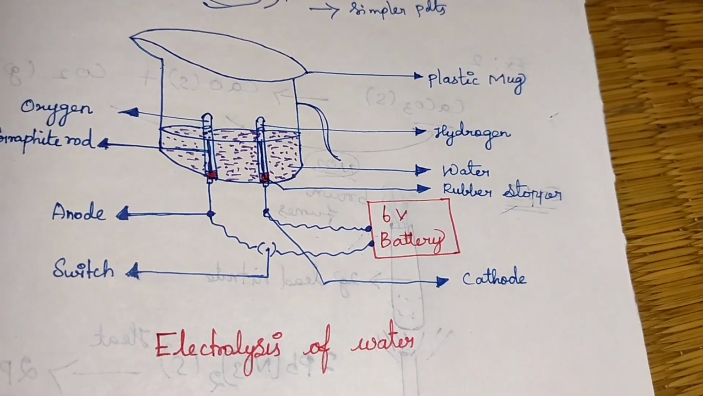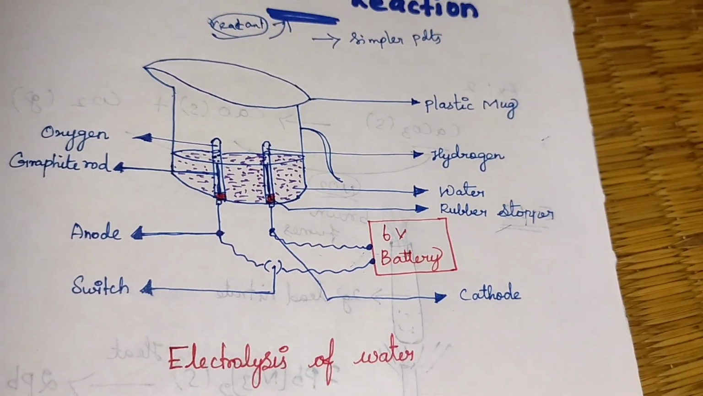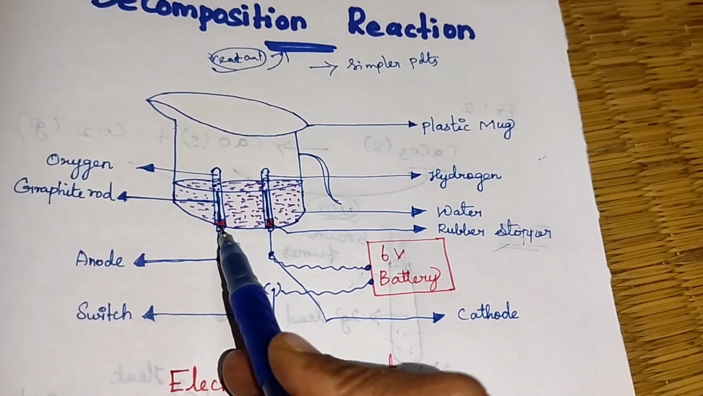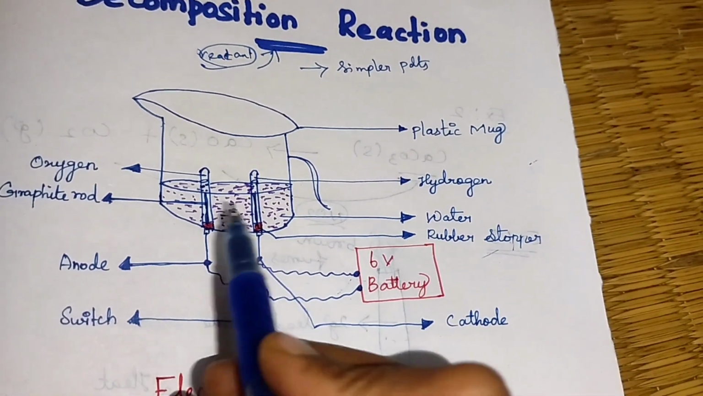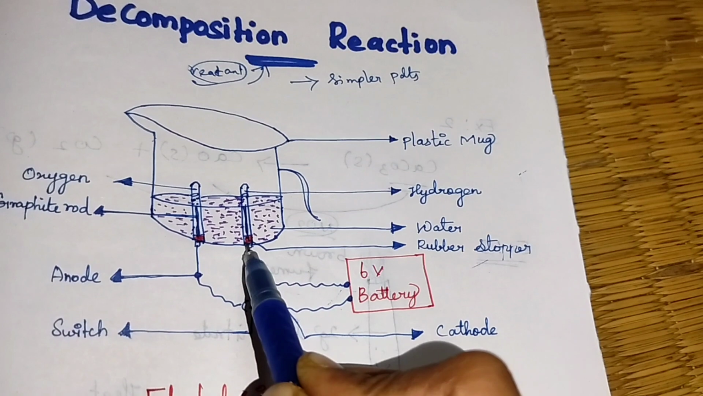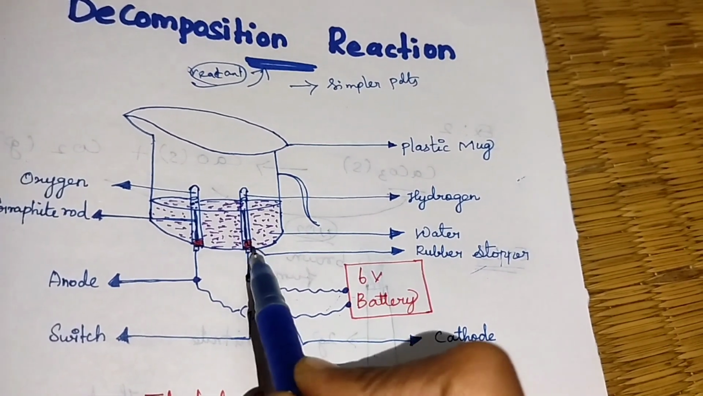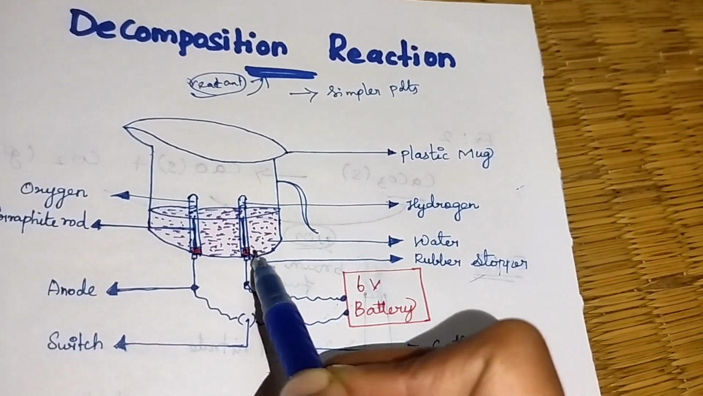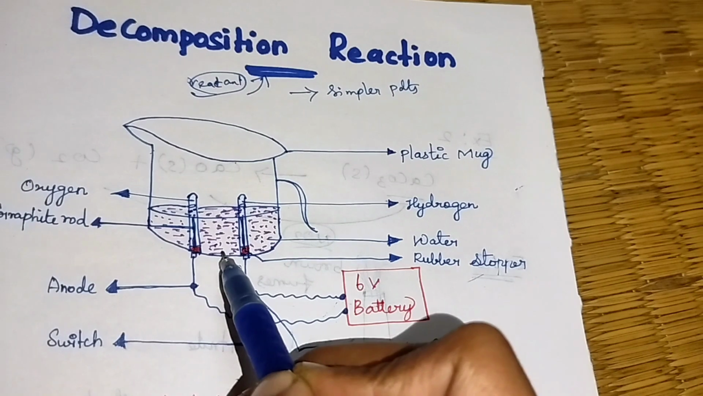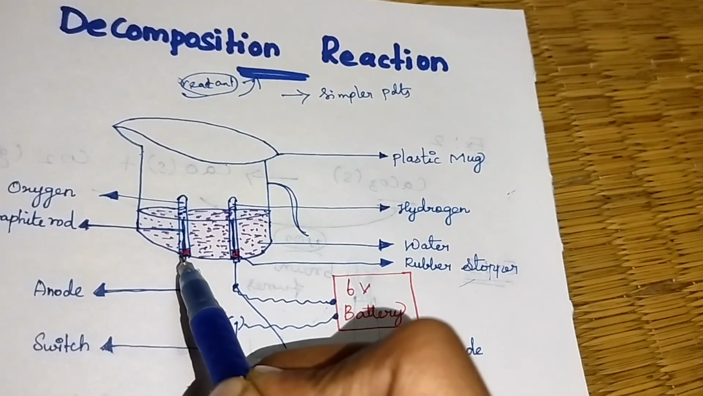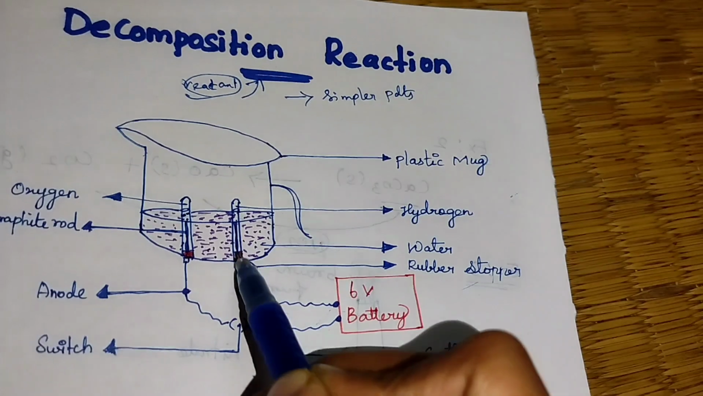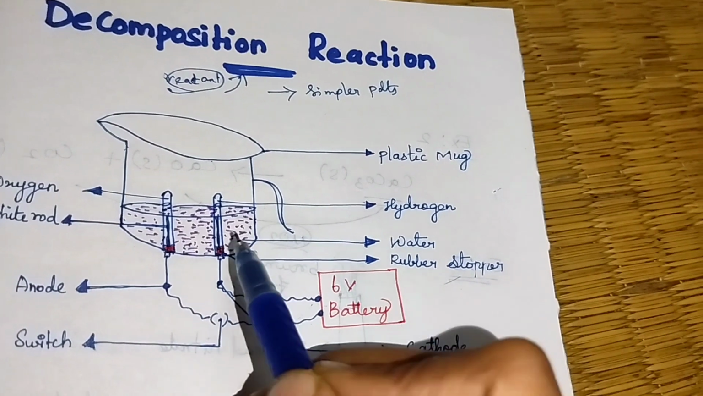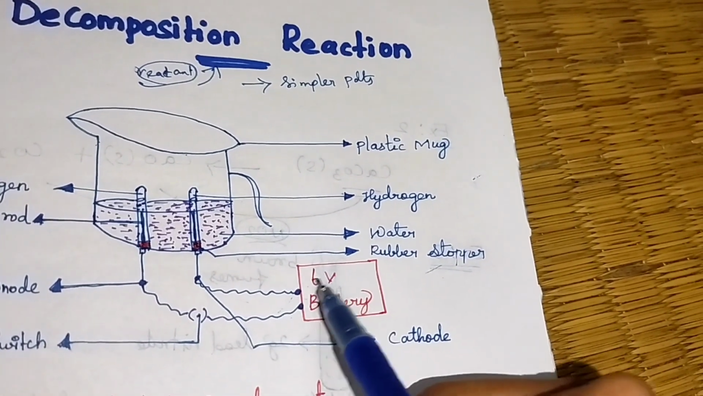And finally, electrolysis of water is also an example of a decomposition reaction. Here I am taking one mug. Then I am making 2 holes in the mug. Then I am setting some rubber stoppers here. This red color is the rubber stoppers. Then I took some carbon rods inside the stoppers. Then I filled the mug with water. Then I took 2 test tubes to cover the carbon rods and poured some water. Then this electrode was connected to a 6-volt battery.